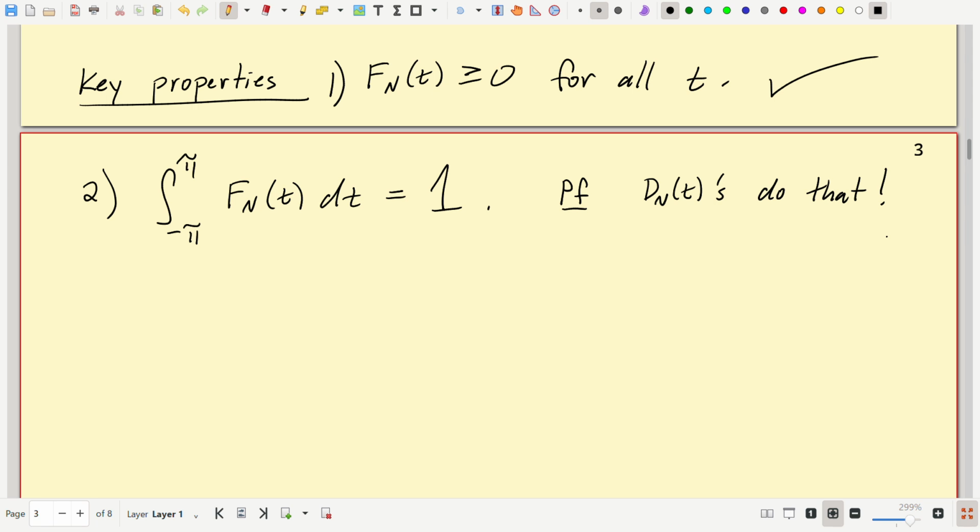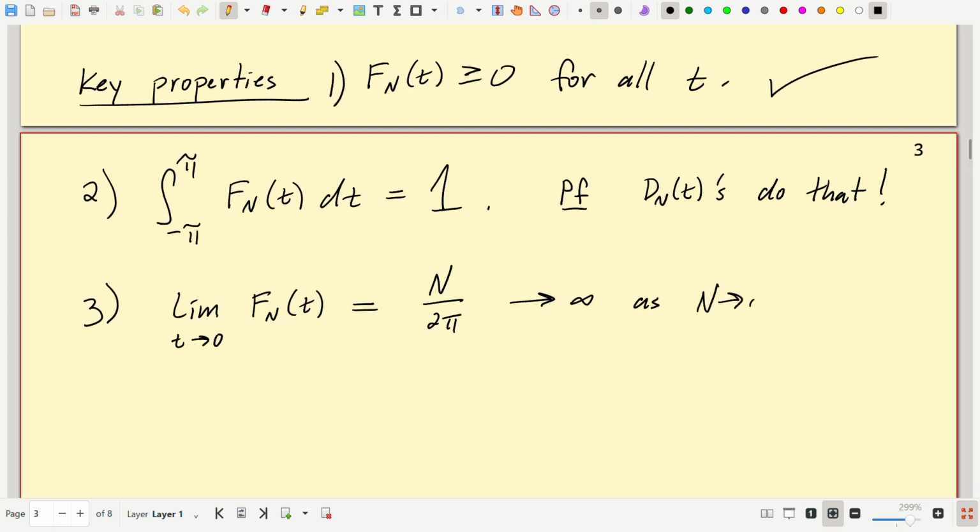Okay. 3, the limit as t goes to 0 of that formula is equal to n over 2 pi. And that goes to infinity as n goes to infinity. And the proof of that is L'Hopital's rule. You just do it. It's very simple, L'Hopital's rule.